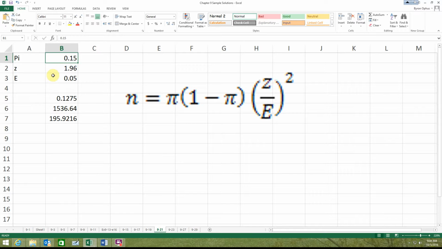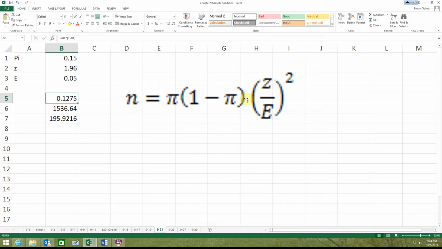And then it goes on to say that the best estimate of the population proportion is 15% or 0.15. How large a sample is required? So here's our formula that we have for that, like we said on page 303. n is equal to the proportion times 1 minus the proportion times z over our error, squared. Okay, so again, I break it down.